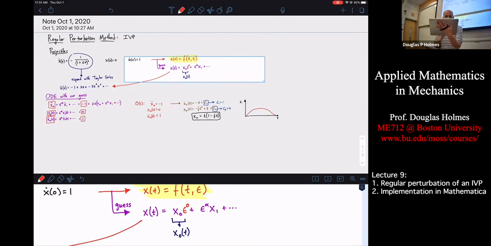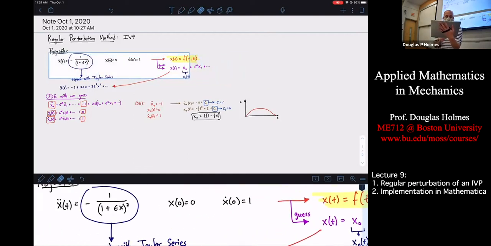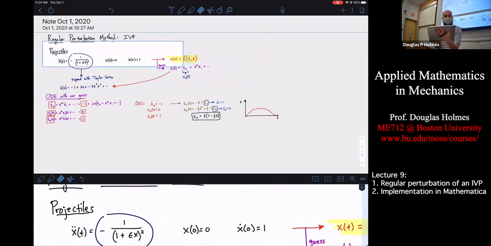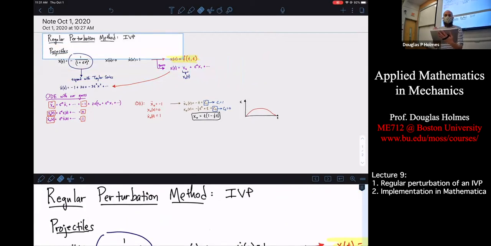And what's happening here is that we're actually taking the limit as epsilon goes exactly to zero. The reason this is a regular perturbation problem is because the number of solutions to our problem doesn't change when we take epsilon to exactly zero. Or let me say that another way. I have a second order ODE, which means I need two initial conditions. When I take epsilon to zero, I still have a second order ODE, and I still have two initial conditions. That's a regular perturbation problem.